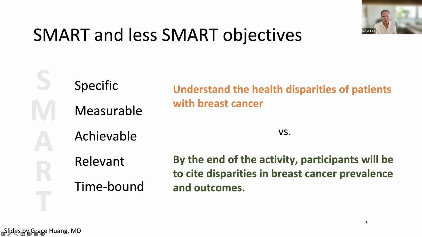So if you compare that to the learning objective below, by the end of this activity, participants will be able to cite disparities in breast cancer prevalence and outcomes. You can see that it's far more specific. It's measurable. Is there some way that your learners can demonstrate that they can do this? You can imagine ways that they can actually cite the disparities in breast cancer prevalence. So I think it's certainly achievable, and it is likewise relevant to your topic at hand, or your overall problem that you're trying to address. And then time bound, by the end of this activity. So these are features that you can see within this statement on the bottom.